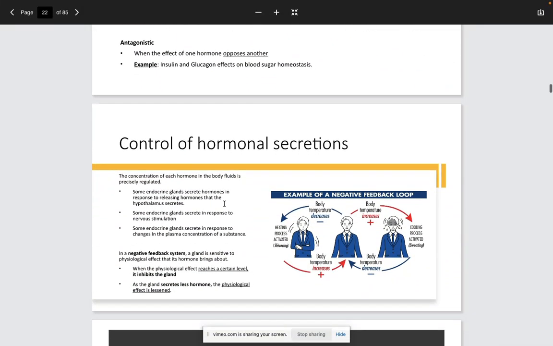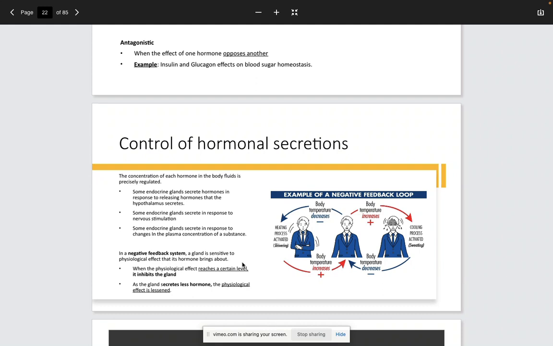Here we're going to discuss the negative feedback system. And again, this is something that you should already be familiar with that we covered in Biology 137. But again, I am going to cover it again here just to give you a kind of a review. So in a negative feedback system, a gland is sensitive to the physiological effect that its hormone brings about. When the physiological effect reaches a certain level, it inhibits the gland. It's essentially a factory. You have a factory and then you produce so much of a product that you go back to the beginning of the factory line. You say, hey, chill out. We don't need to make any more of this product.